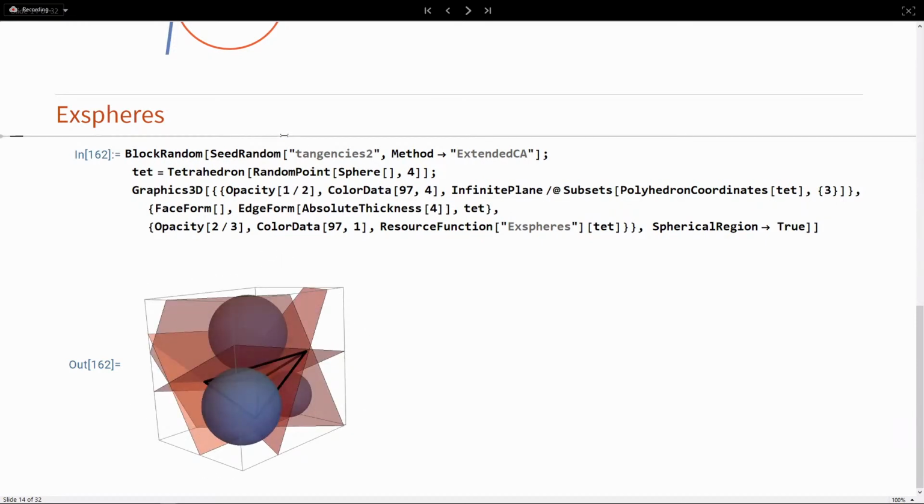Somewhere here, we have a resource function called XSpheres, and that gives both X circles and X spheres. It'll actually work in any dimension, I think. I know it works for dimensions 2 and 3.